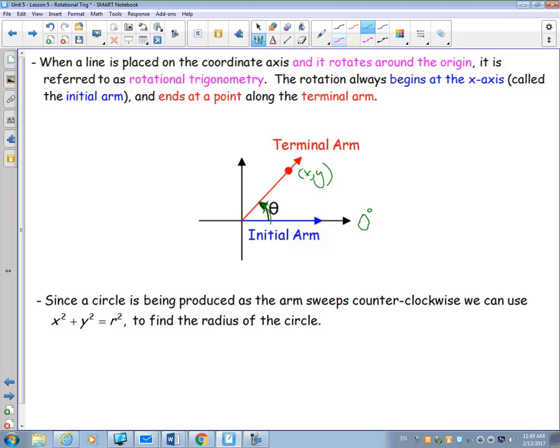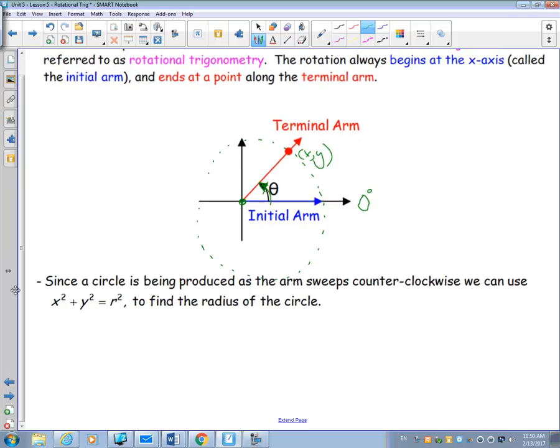Since if we were to keep rotating, we would make a circle. We can talk about the equation of a circle being x squared plus y squared equals r squared with a center of 0, 0. That's a handy idea because it kind of looks like Pythagoras. A squared plus b squared equals c squared. Except instead of having c, we have r as the radius of a circle.